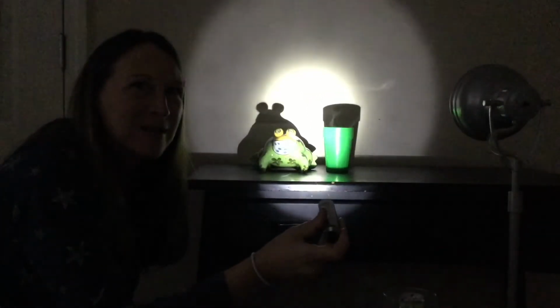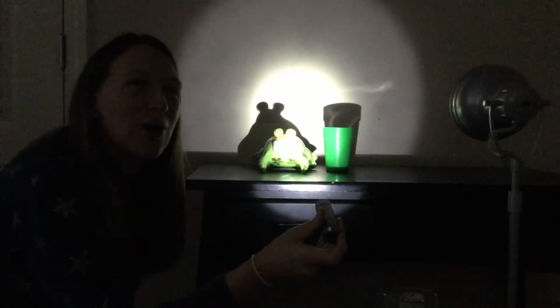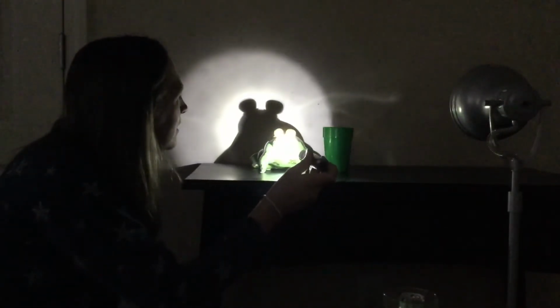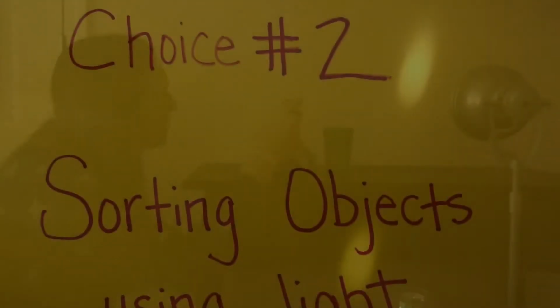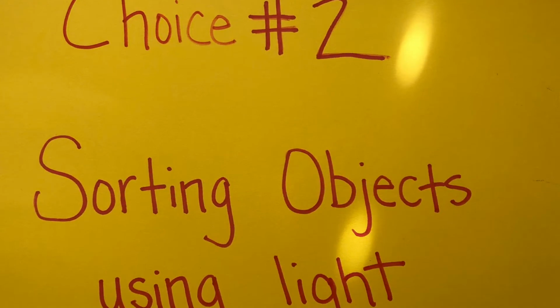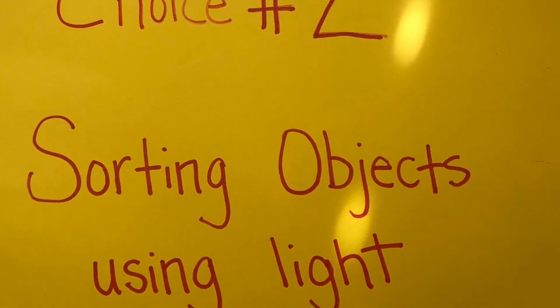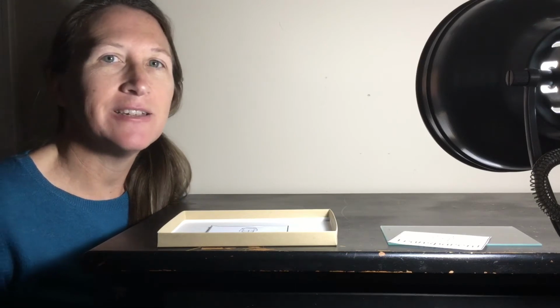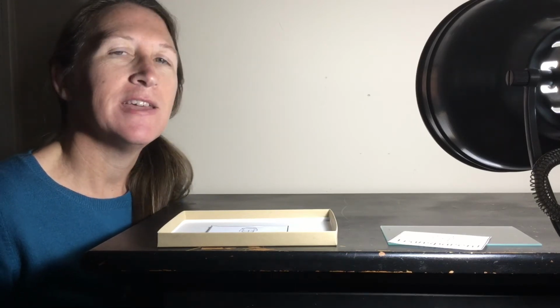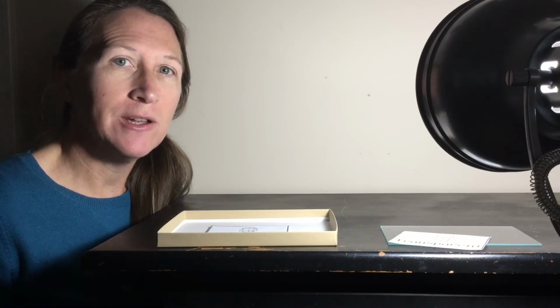Try to experiment a little bit with your flashlight and your objects and see if you can learn a little bit about how shadows change. Choice activity number 2, sorting objects using light. The second activity that you can try at home is testing different objects around your house in front of a light source. Do all objects create shadows?